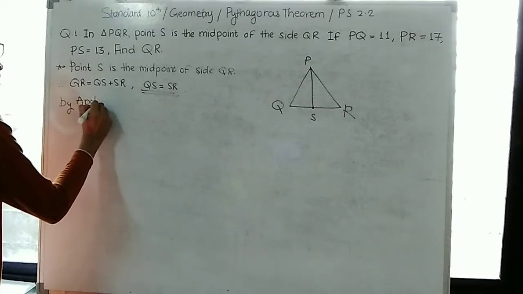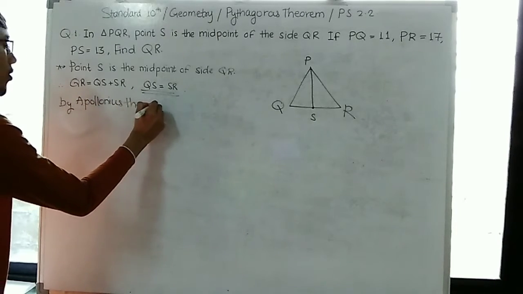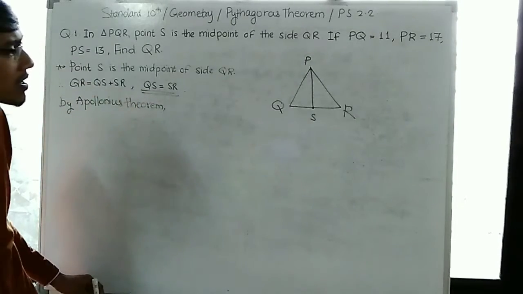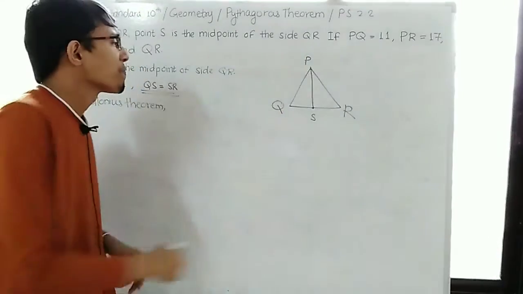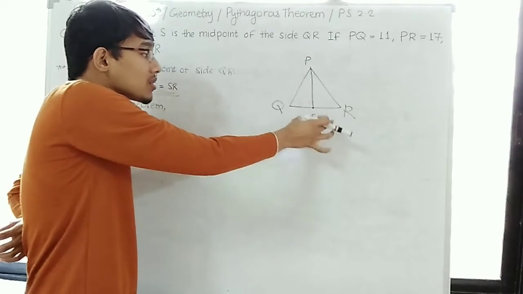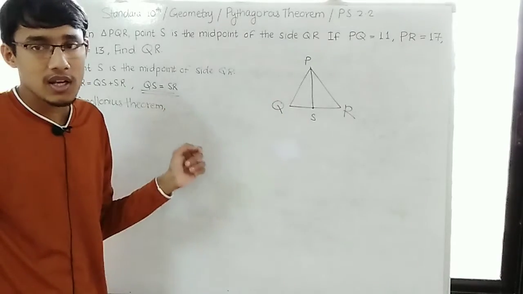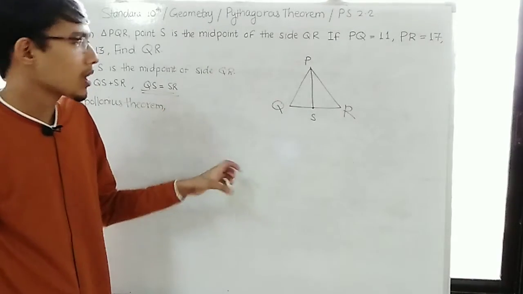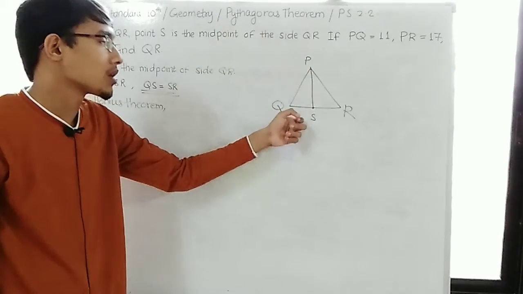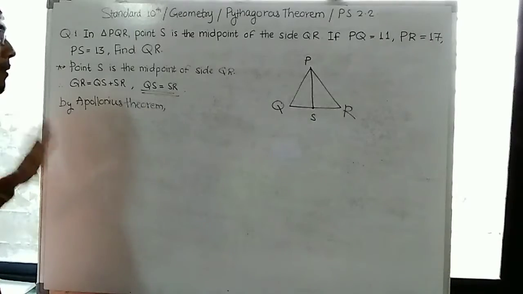So by Apollonius theorem, we can apply Apollonius theorem in examples where one of the vertices and the midpoint of the other side, the corresponding side, are joined together by a line.